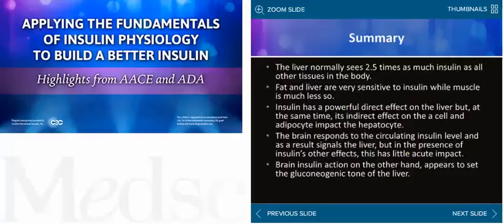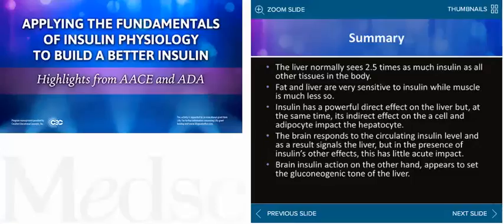So, in summary, the liver normally sees about 2.5 times as much insulin as all other tissues in the body, and that's true for the dog and it's true for man. The data from man were derived many years ago when they were able to get portal blood by putting a catheter into an umbilical vein and going through. Fat and liver are very sensitive to insulin, while muscle is much less so.